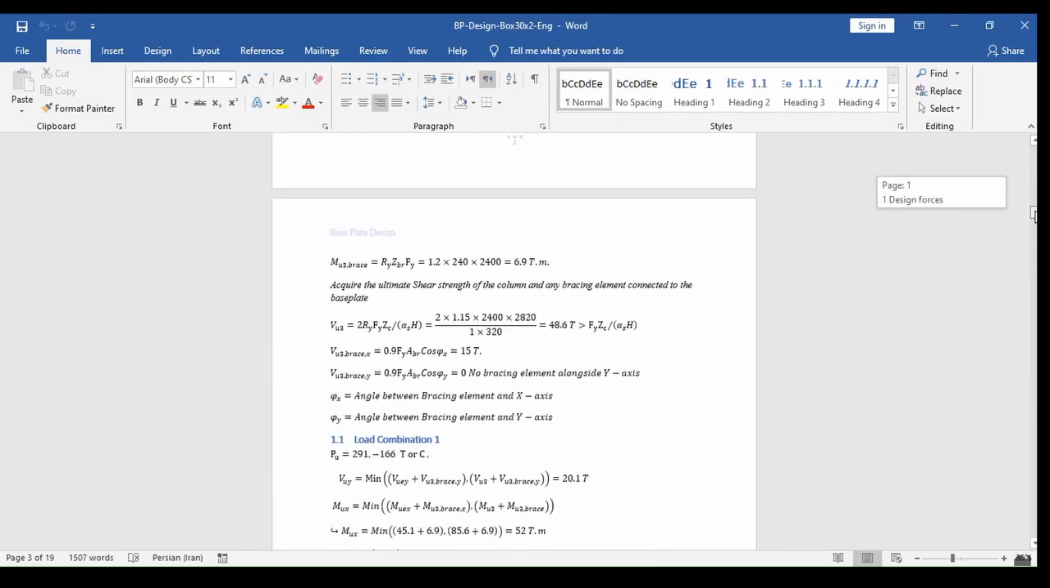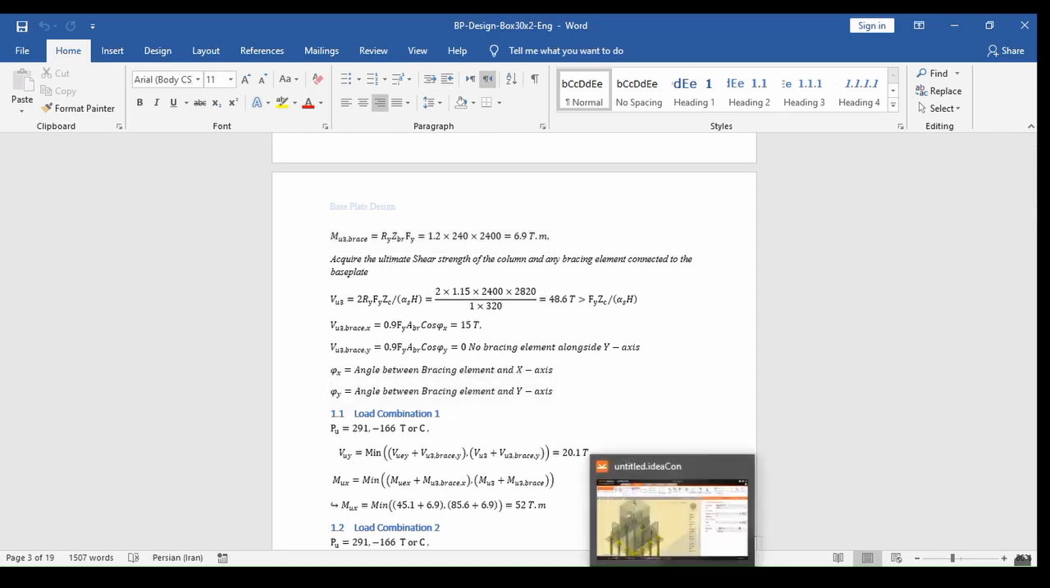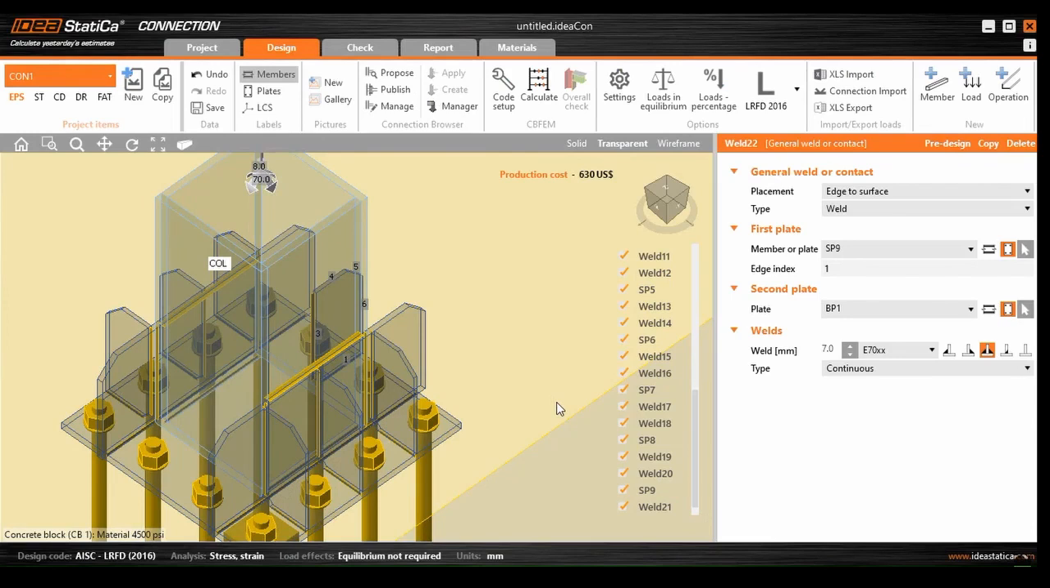Here I added the corresponding forces of the brace element to the node via VU3 brace, X for the shear force, and also here, for example, MU3 brace is a representative of the flexural strength of the brace, and I added it to the flexural strength of the column. So I do the same here in Statica, and I keep it this way in IDEA Statica as well.